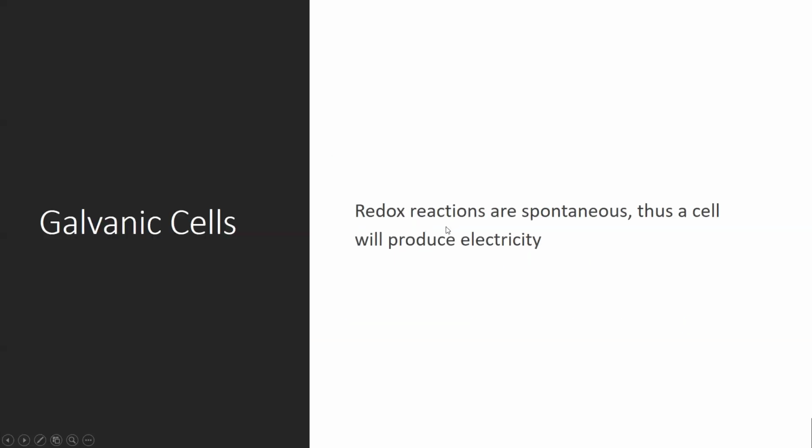Now, we're going to first of all talk about galvanic cells, and these are cells where the redox reactions are spontaneous. So a cell would produce electricity on its own. This definition will become a little bit clearer later. And by spontaneous, this means that the reaction would proceed if the reactants were not separated in space, much like the zinc copper sulfate reaction we just saw.